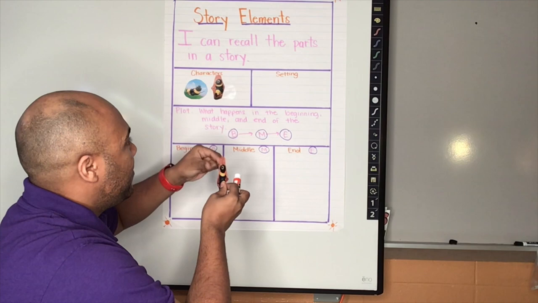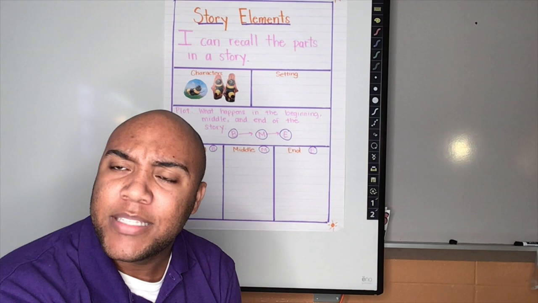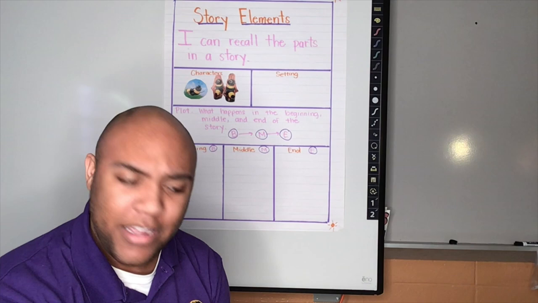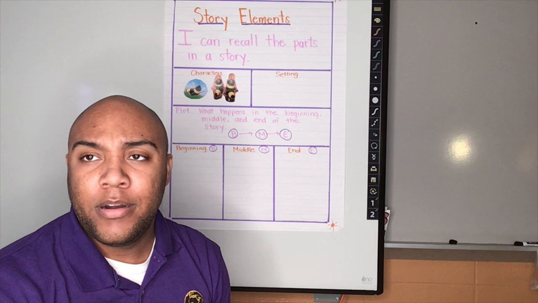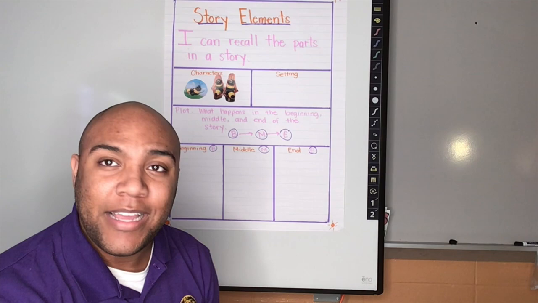Let's talk a little bit about the setting. The setting is where the story takes place. And in this story, it seems like the setting was outside in many places, like across the river or at his home near the tree. There were many places, but I would say the setting is definitely outside. So we're going to put a picture of the setting on our chart.